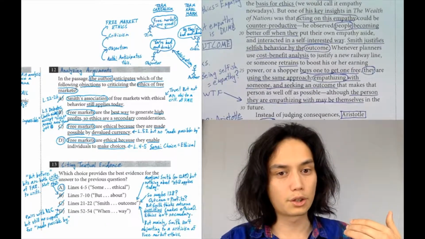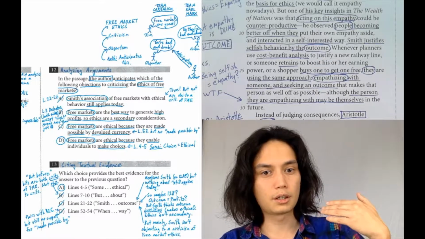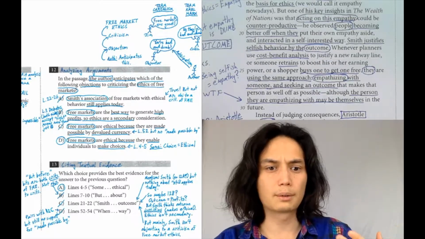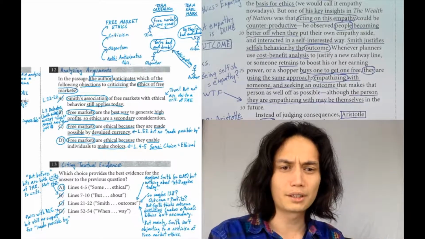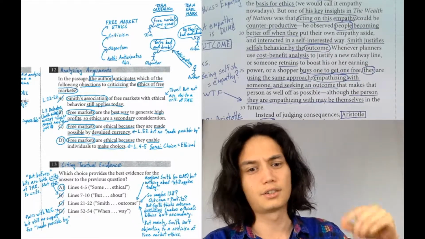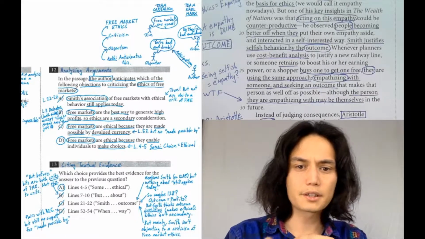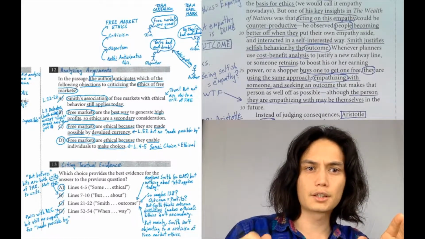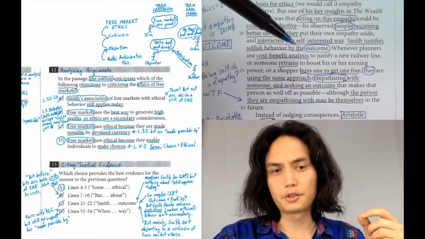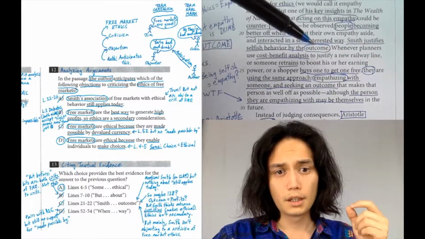Now, this is something we know that the author thinks. We were talking about the real-world examples the author was giving. Like every time you do a cost-benefit analysis, every time you go to the store and buy one, get one free, that's Adam Smith right there. Still applies today. Now, this is a different quote. This isn't that quote. This is a quote that just says, Smith justifies selfish behavior by the outcome.